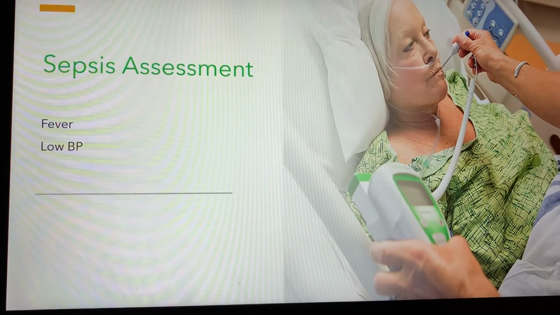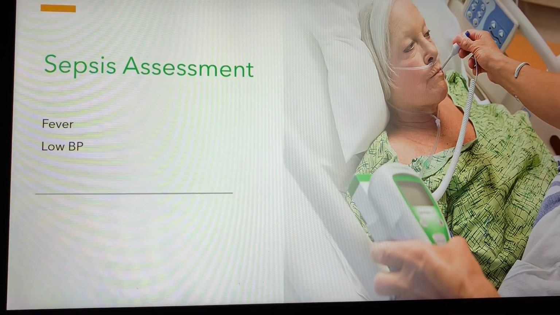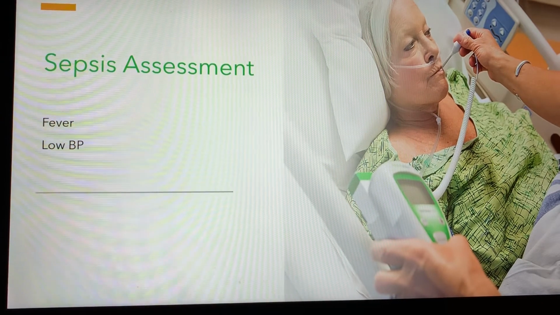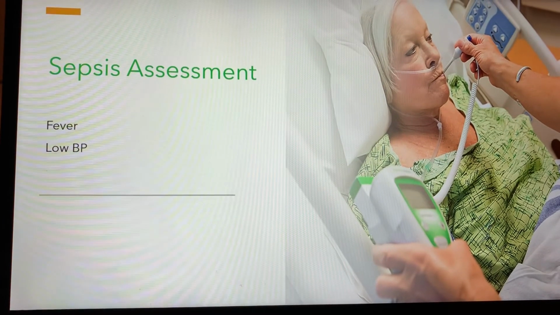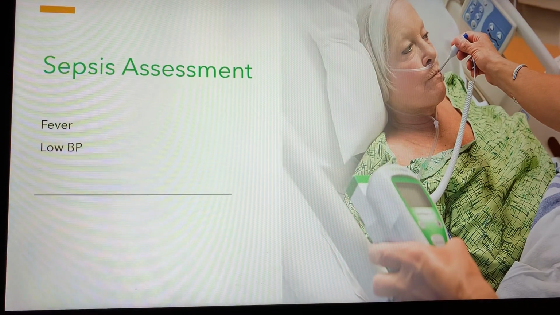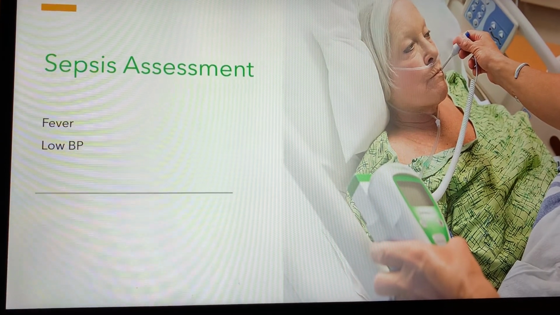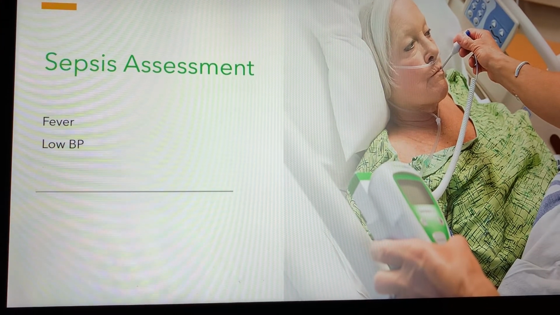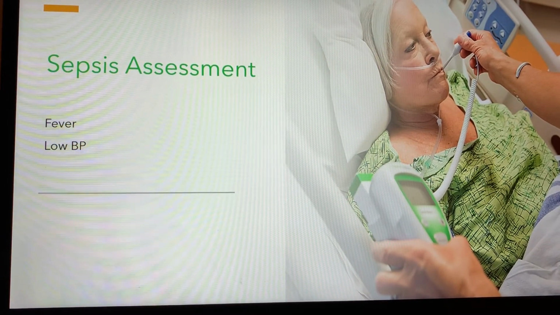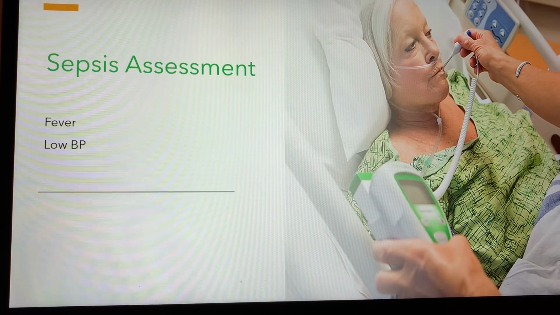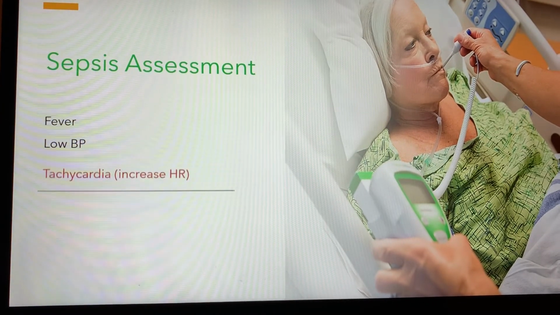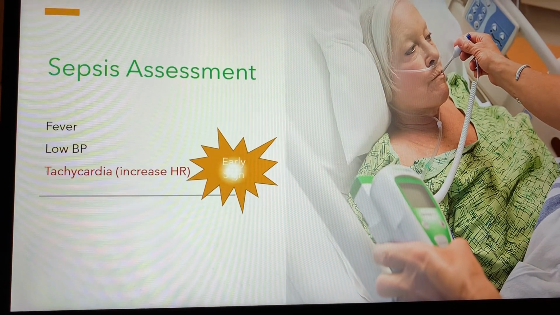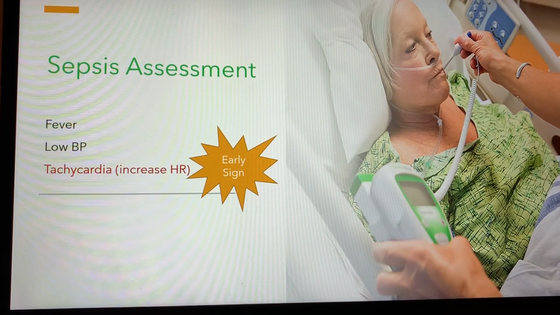But we're more concerned about earlier signs than that. What do you think of an early sign that can give us a hint something is going wrong with this patient? We mentioned it earlier when we were talking about the compensatory mechanisms. Remember when we said the heart is not getting enough preload, so it's going to pump faster? That's what it is. Tachycardia, or an increase in heart rate. That's our early sign.